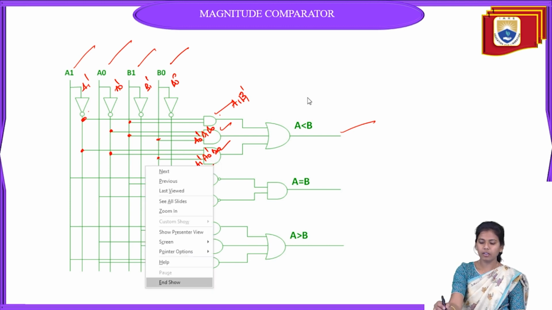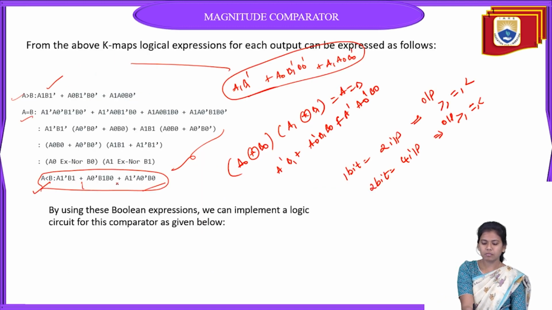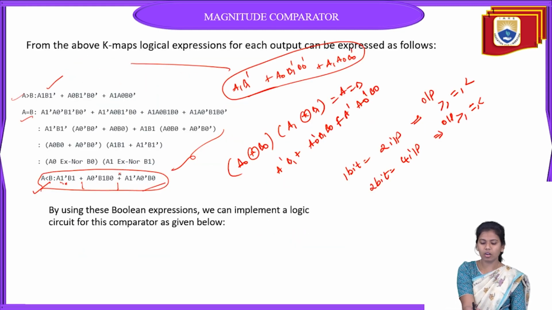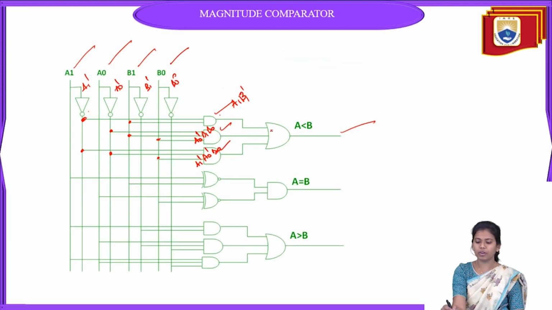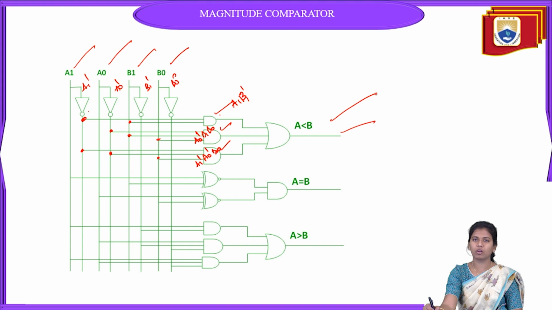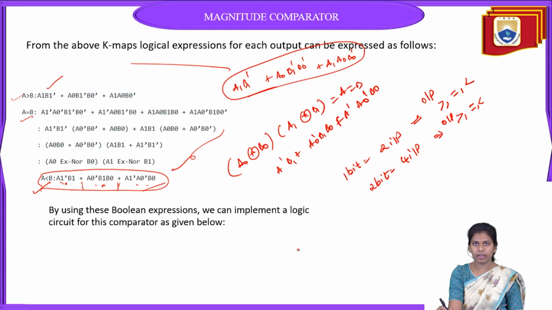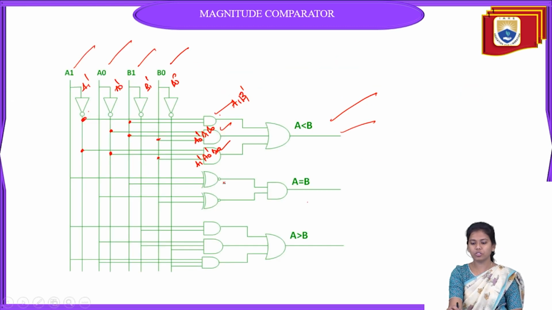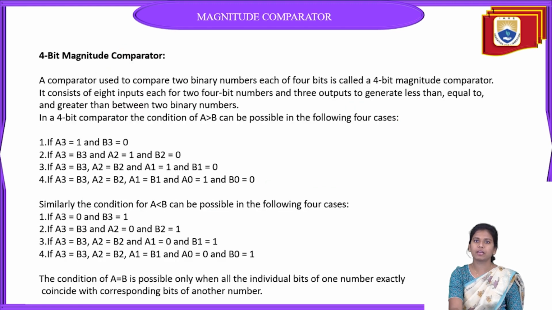Because here we have plus, the AND gates are A1 bar into B1 and so on, and finally the combination of AND gates is given to an OR gate, so that we obtain A less than B. Similarly for A equals to B and A greater than B, using these expressions, we are going to draw the circuit diagram. So this is all about the 2-bit magnitude comparator.